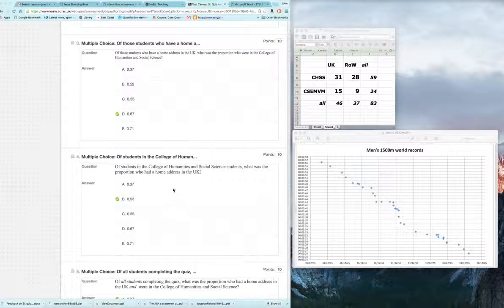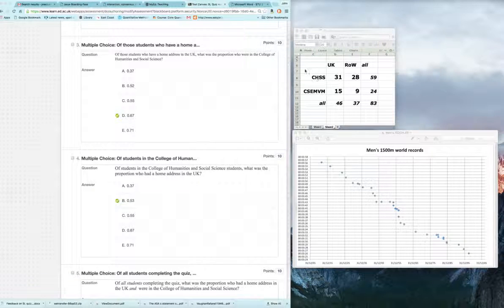The next question just asks for the row percentage, or the row proportion, for that cell of the students in the College of Humanities and Social Sciences. I can't say it. In other words, of those 59 students, 31 had a UK address, so it's 31 divided by 59, which comes out at 0.53.